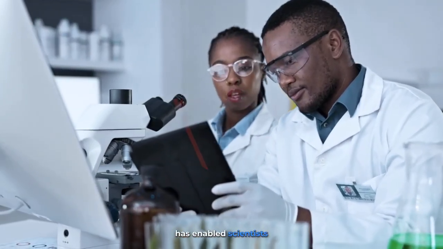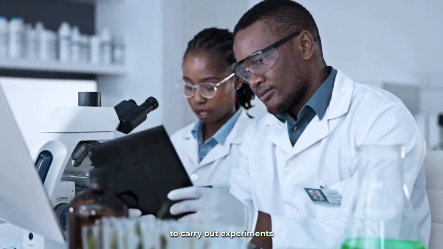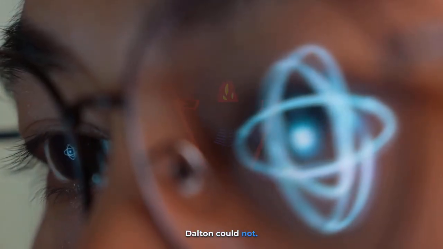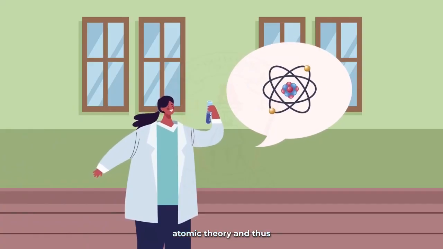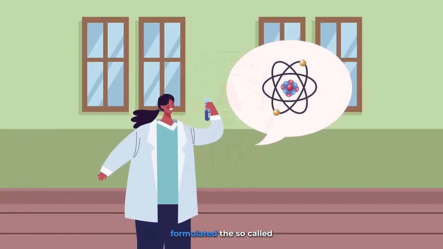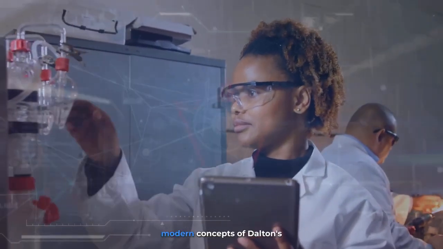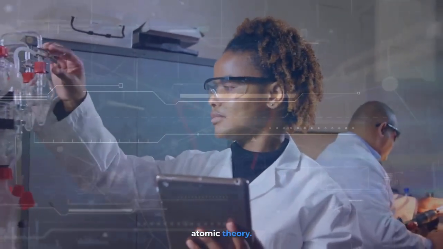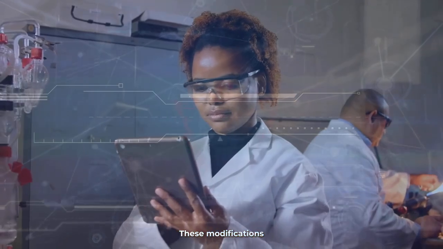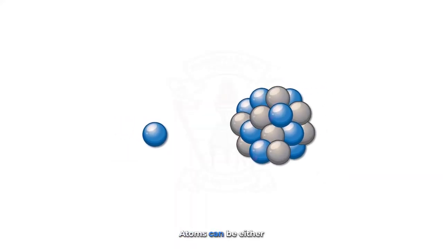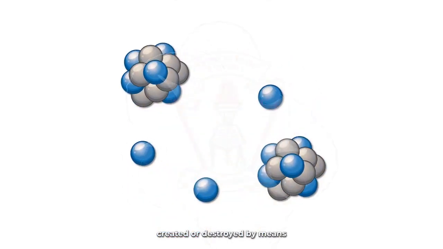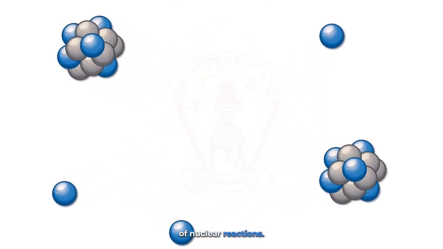The use of modern technology has enabled scientists to carry out experiments on the atom that Dalton could not. This has led to slight modifications to Dalton's atomic theory and thus formulated the so-called modern concepts of Dalton's atomic theory. These modifications include the following. 1. Atoms can be either created or destroyed by means of nuclear reactions.